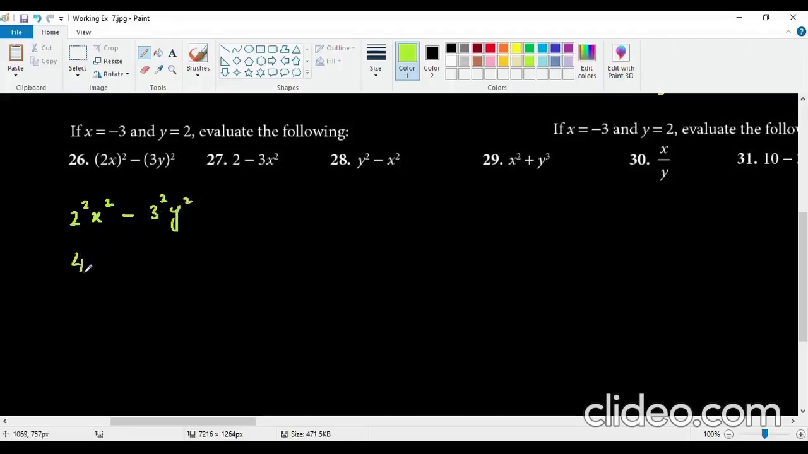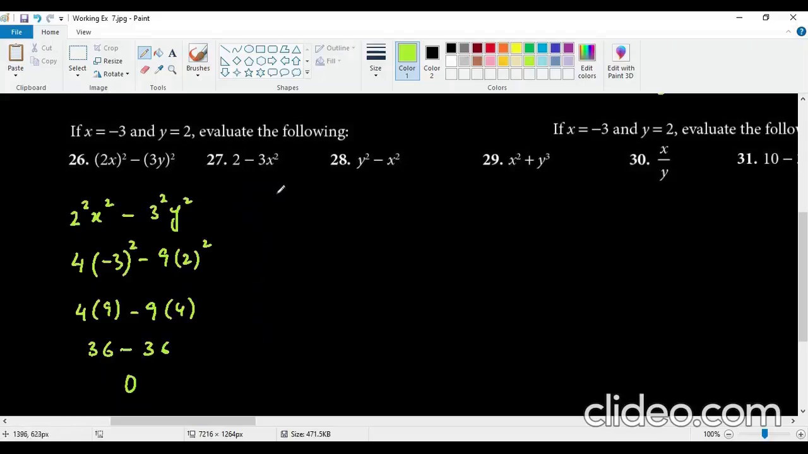So 2 square is going to give you a 4, and the x square value is negative 3. That means negative 3 also squared. In here it is 9, and y is 2. That means 2 is going to be multiplied by itself. So 4 is going to be multiplied by positive 9, and 9 is going to be multiplied by 4. This gives you 4 times 9 is 36, and minus 9 times 4 is also 36. So it's going to give you a 0 as an answer.